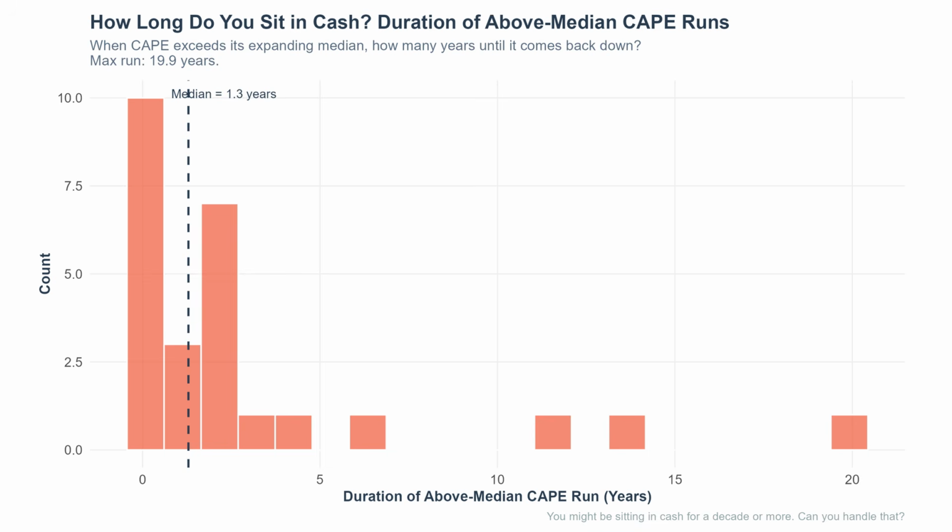Right. And the research maps out exactly how long you have to sit in cash waiting for the valuation to finally come back down to the median so you can buy back in. Yeah. The median waiting time is 1.3 years. That is annoying, but survivable. But it can be much, much longer. The maximum run above the median in the historical sample was an excruciating 19.9 years.